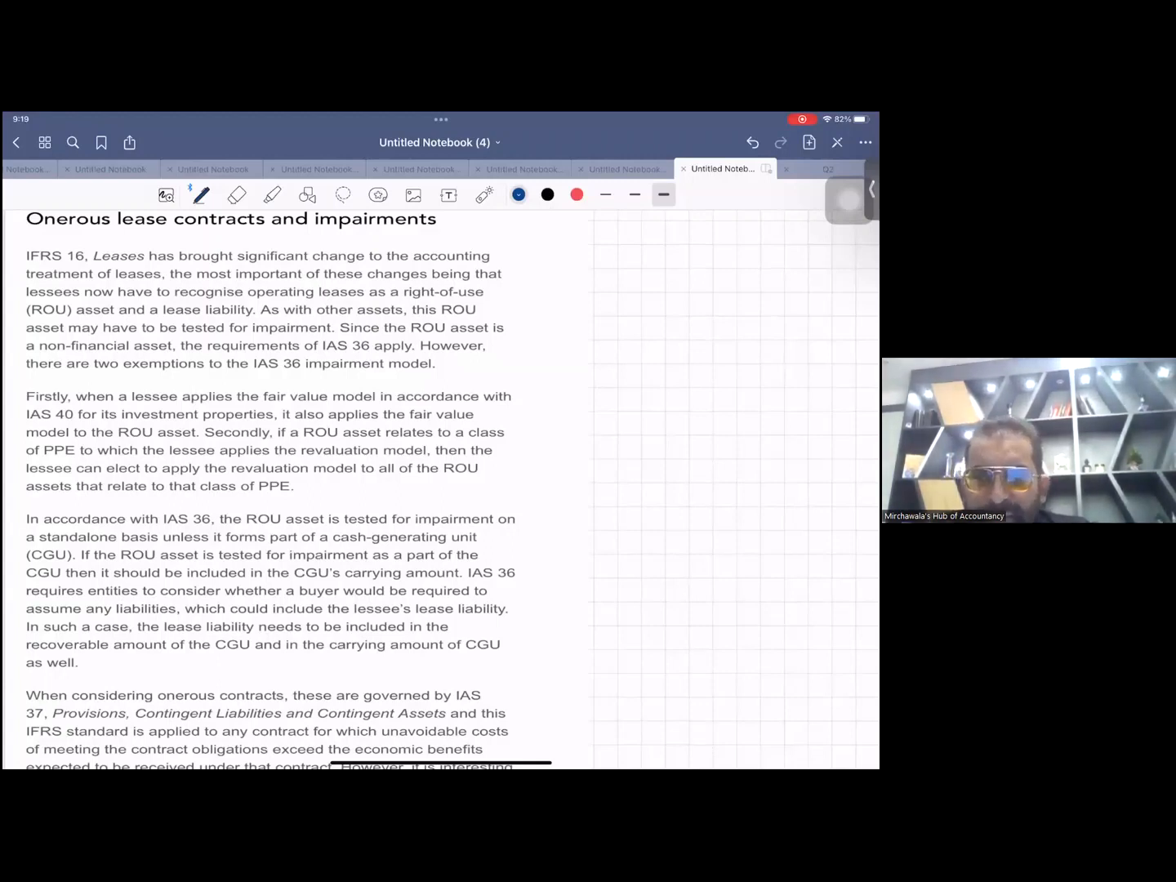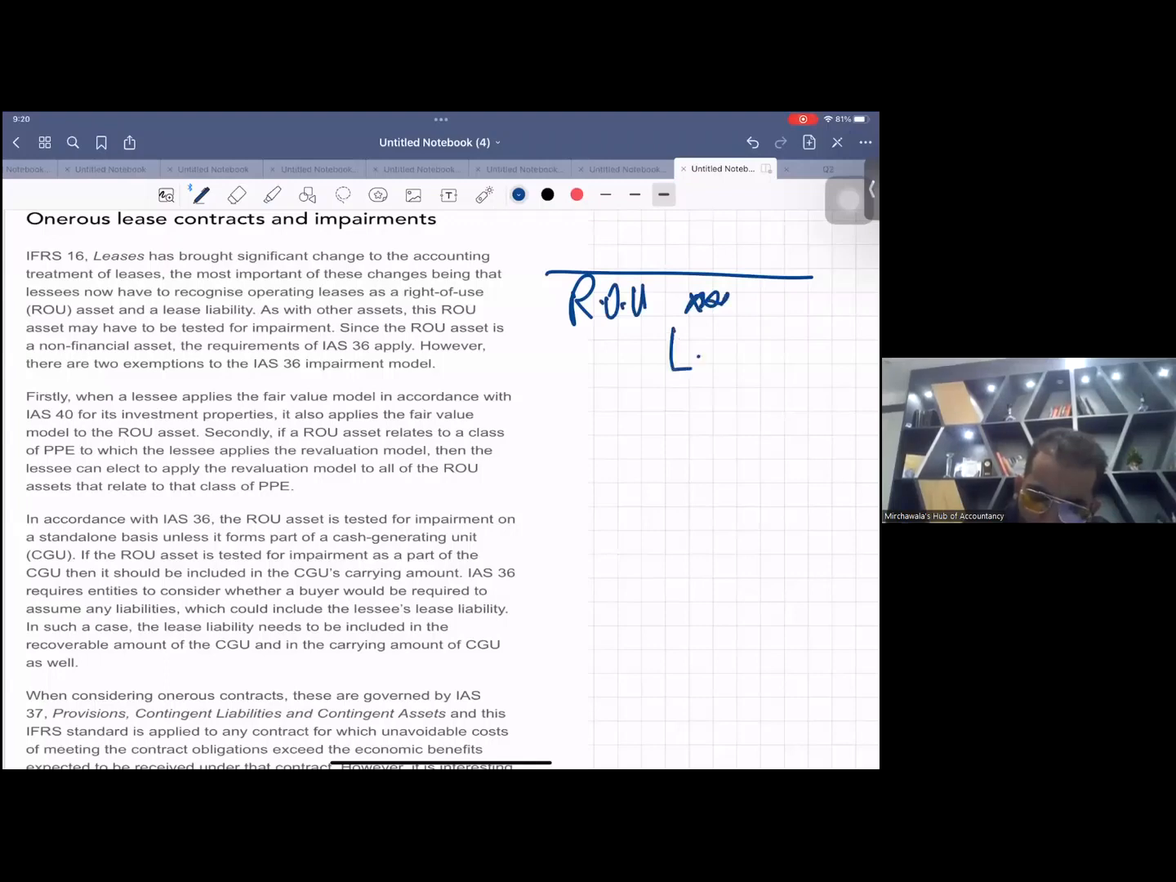In new IFRS 16, majority leases are now finance leases. Majority in lessee books, majority leases are finance leases, right? In one or two areas, you are allowed to use the operating lease exemption, like if the lease is less than 1 year or it's a low value asset. Otherwise the lease is a finance lease. So you make the entry: ROU debit and lease obligation credit.